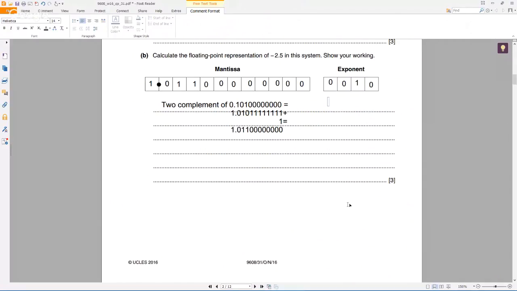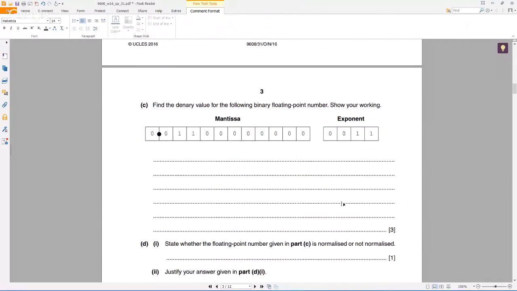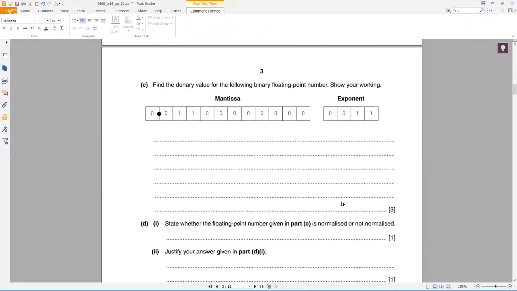So the next question is: find the denary value for the following binary floating point number. Okay, so here we need to do the kind of opposite approach. So we need to take the number 0.011, multiplied by 2 to the power of 11, right? So what is this?